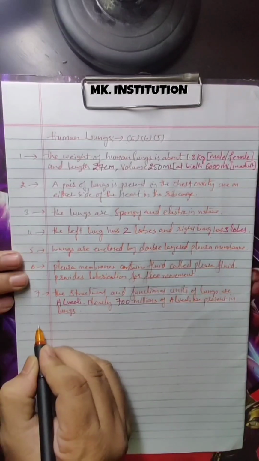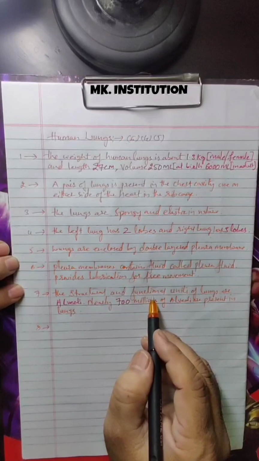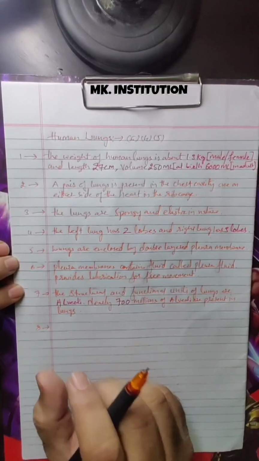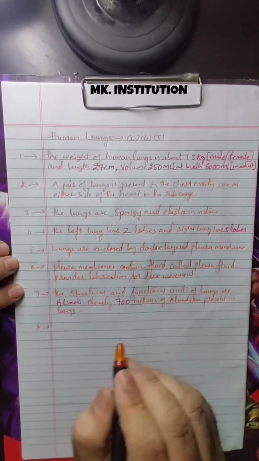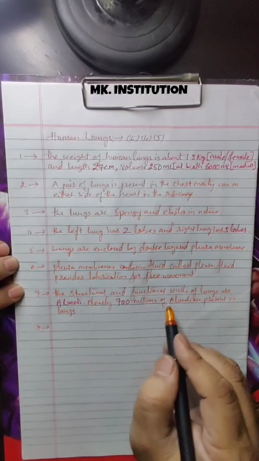Clear? Then the 8th point, the structural and functional unit. A 1 mark question may also come: what is the name of the structural and functional unit of the lungs? So what is the answer? Alveoli. Alveoli are the structural and functional units of the lungs.